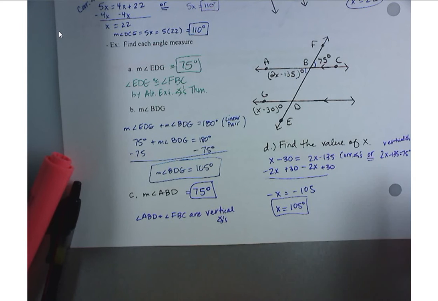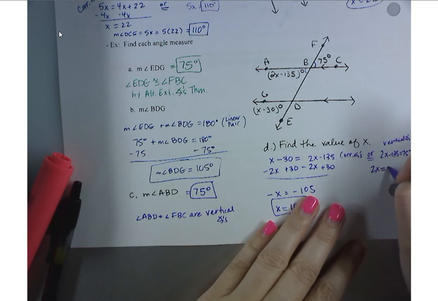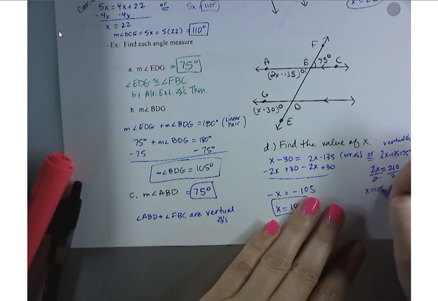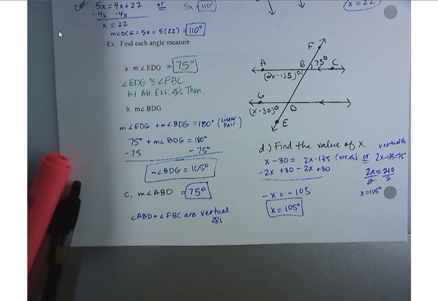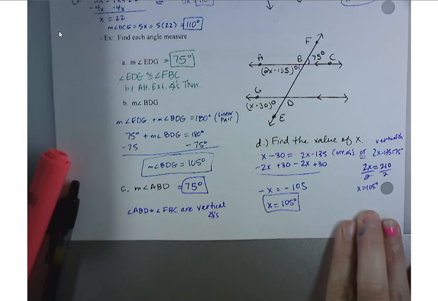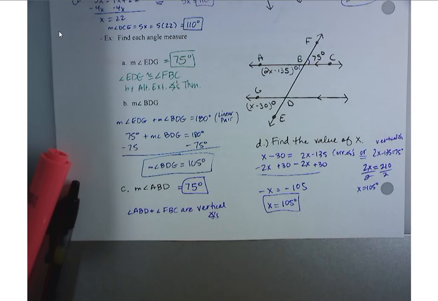Right? And then if you solve this way, you would get 2x equals 210. Divide both sides by 2. X would be 105 degrees. So that means that BDG would be equal to what? X. X.